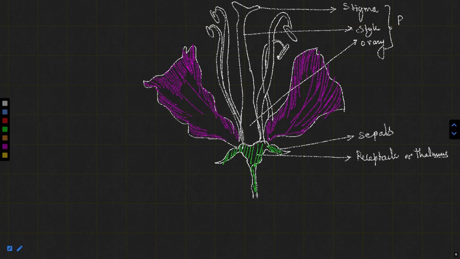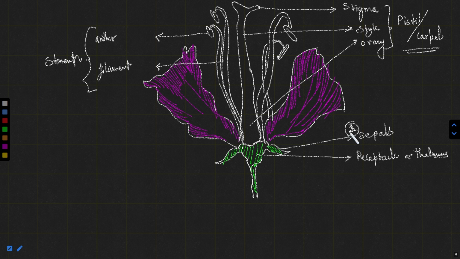Now, if we talk about the male reproductive organ, this is the anther, this is the filament, and unitedly this is called the stamen. So, this is the first and outermost wall, the sepals, and this is the petals. Sepals is the green one. Petals, second wall from the outside. Stamen, third wall from the outside. And pistil or carpel, fourth wall from the outside. So this is one of the typical flowers I have shown you here.